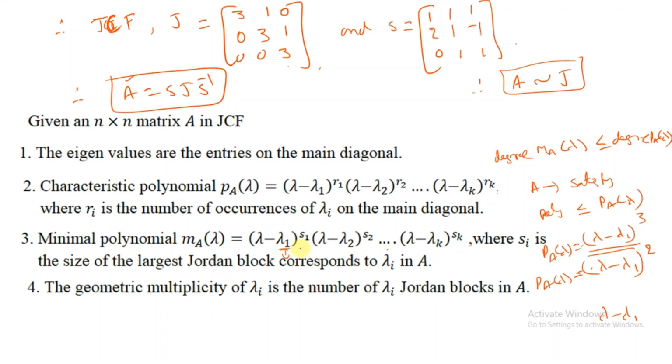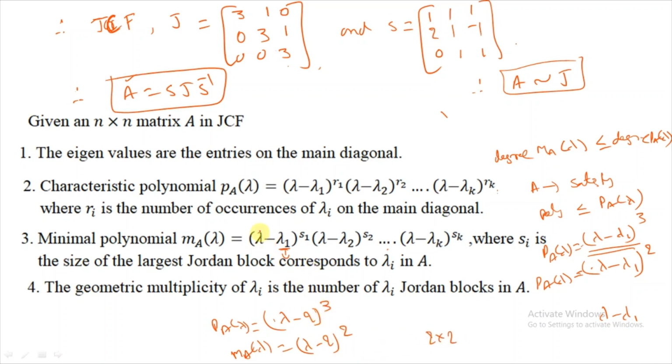In the minimal polynomial, the power S1 is the multiplicity corresponding to lambda 1, where Si is the size of the largest Jordan block. Suppose we have a characteristic polynomial (lambda minus 2) cubed, and the minimal polynomial is (lambda minus 2) squared. This means the largest Jordan block size is 2 by 2 only, not 3 by 3.